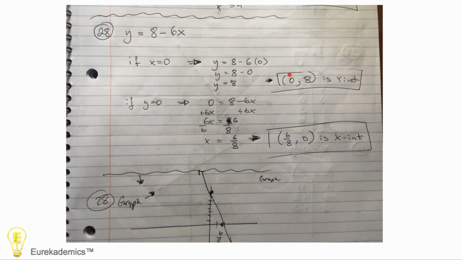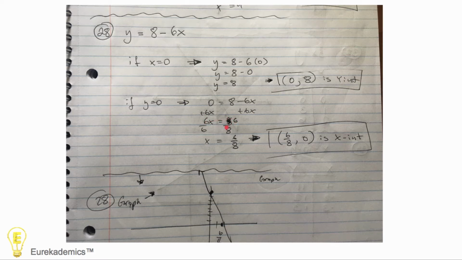Let's take a look at number 28. Same concept. We're going to set x to 0, solve for y. That cancels out. y is 8. Reported as an intercept. Set y equal to 0, solve for x. So we have 0 equals 8 minus 6x. Plus 6x to this side. There he is. 6x should equal 8.